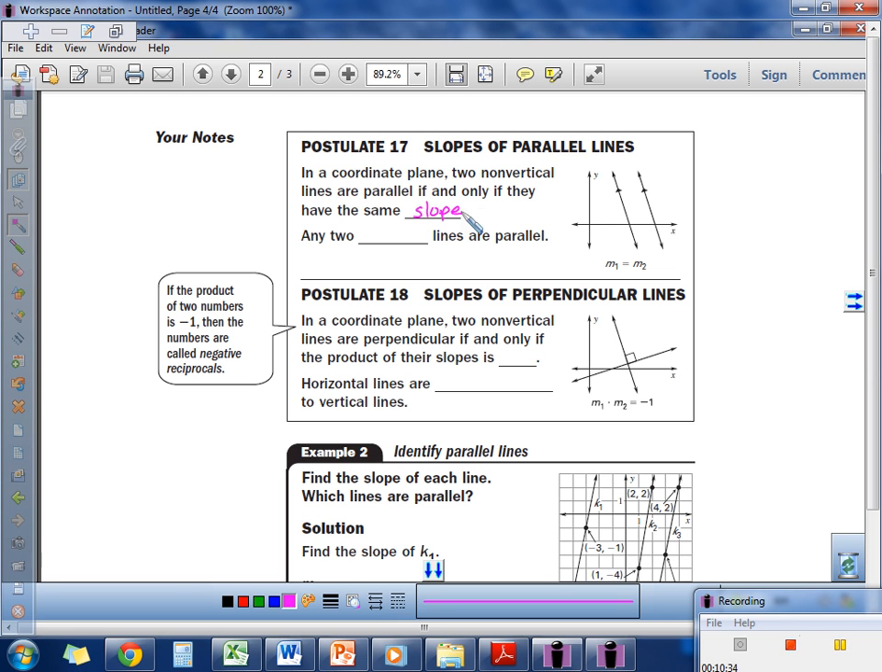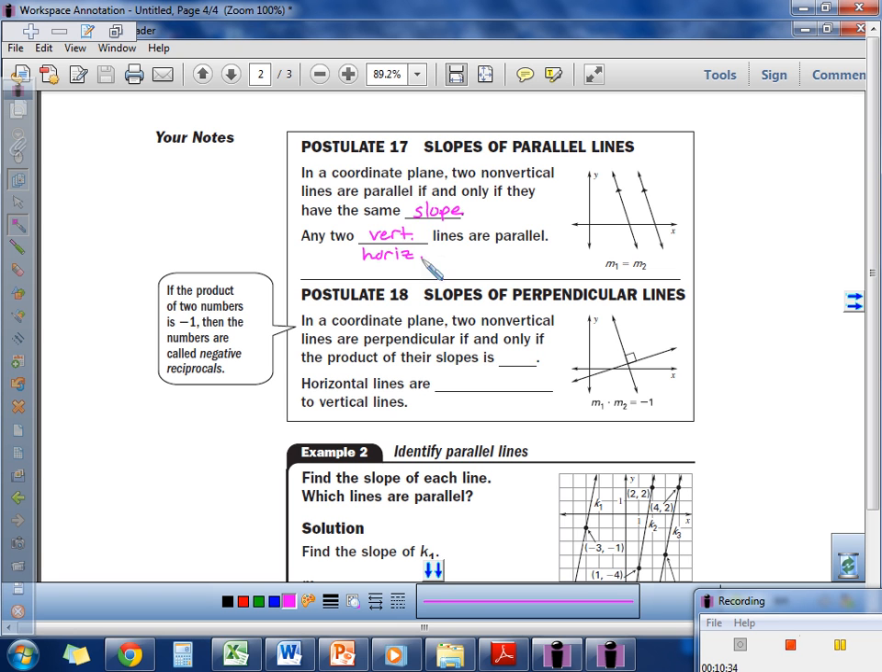Any two vertical lines are parallel, or you could say any two horizontal. If you're looking at two horizontal lines, they're parallel, guaranteed. If you're looking at two vertical, guaranteed, they are parallel as well. Good job. Up next, we have slopes of perpendicular lines.